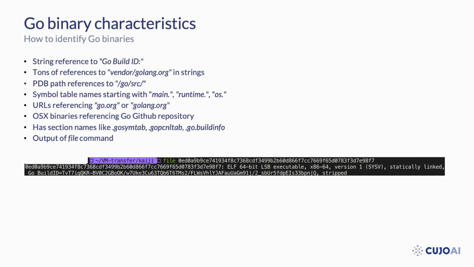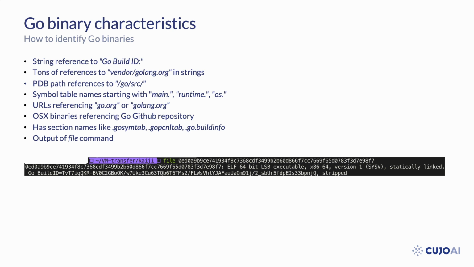And now let's find some ways how we can identify malware as Go binaries. First, you could simply look for the string Go build ID inside the binary. But oftentimes you will find references to golang.org as well. The PDB path usually references /go/source. Another clue is having symbol names starting with .main, .runtime, or even .os. But also section names like .gosymtab or .go.buildinfo are also seen.